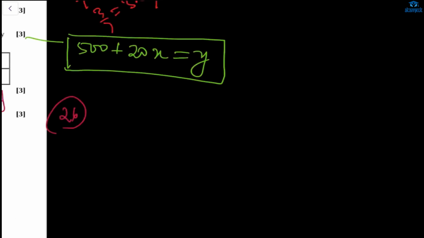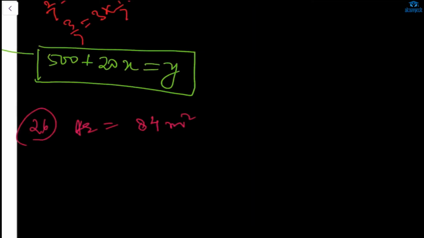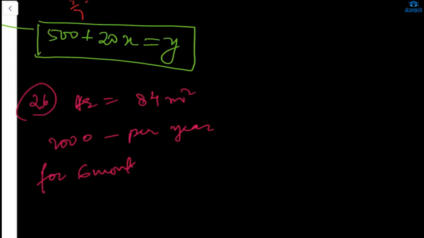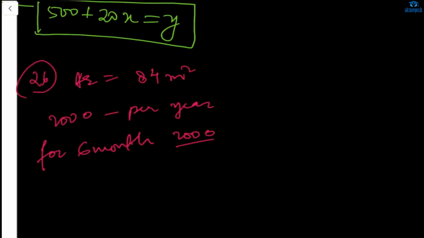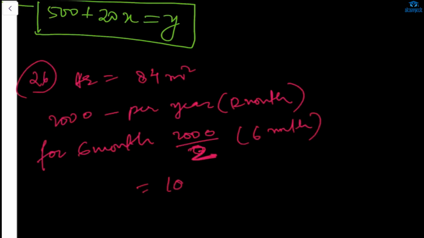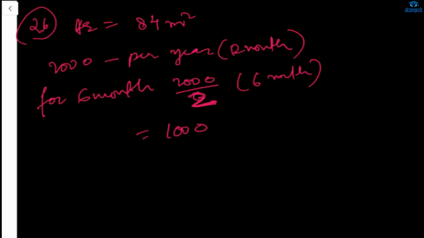So you are going to find out the area. Everybody knows that you have to find the semi perimeter, and then find the area. I've already calculated the area of the wall is 84 meter square. So what will be the cost? 2000 is the cost per year. For 6 months, you just have to do half, because this amount is for 12 months. So it will be 1000. Then 84 multiplied by 1000 will give you 84,000.